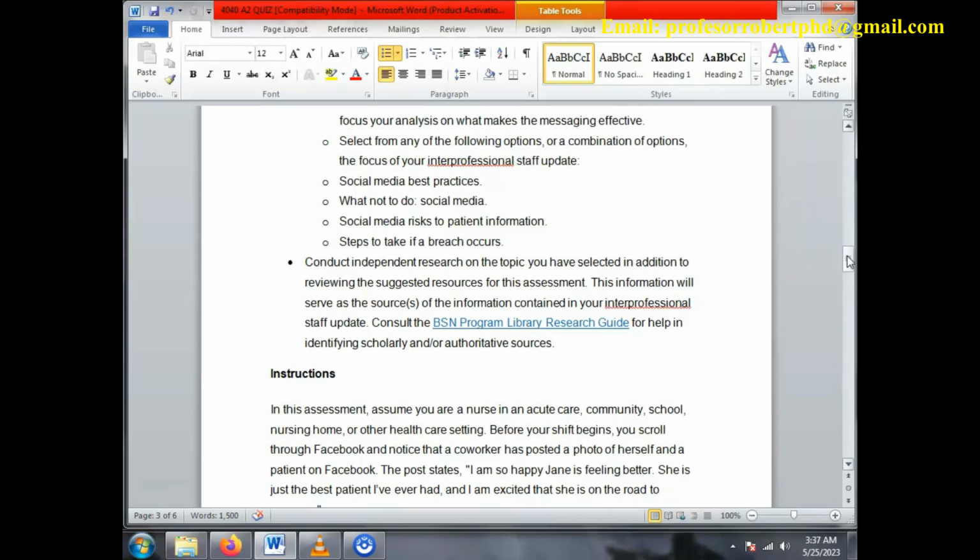Conduct independent research on the topic you have selected, in addition to reviewing the suggested resources for this assessment. This information will serve as the sources of the information contained in your interprofessional staff update. Consult the BSN Program Library Research Guide for help in identifying scholarly and/or authoritative sources.